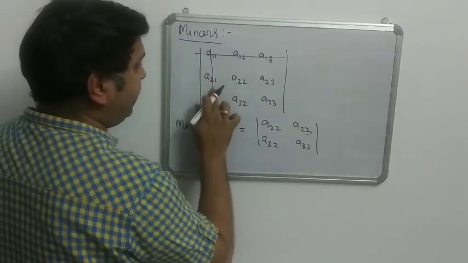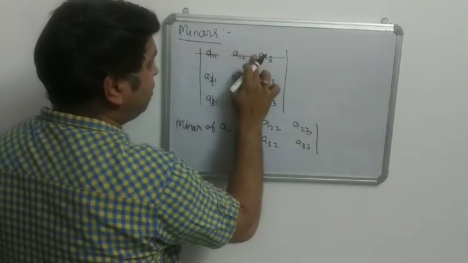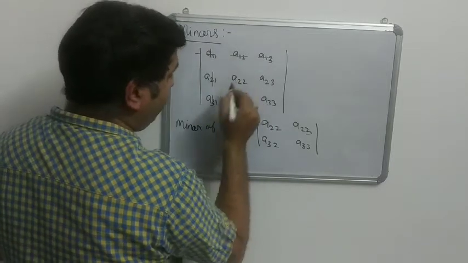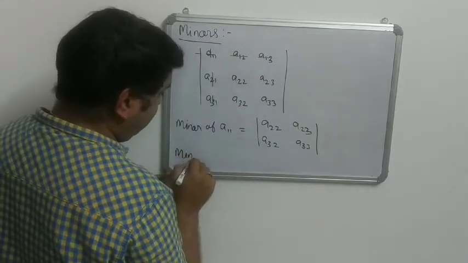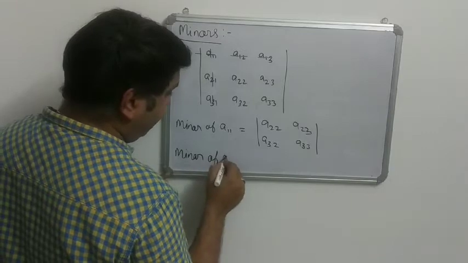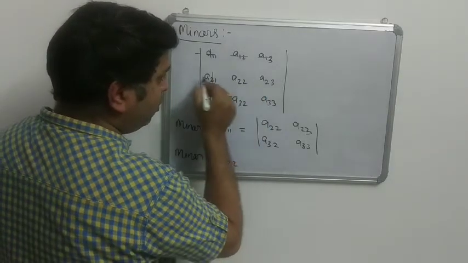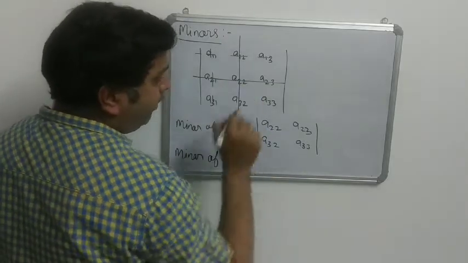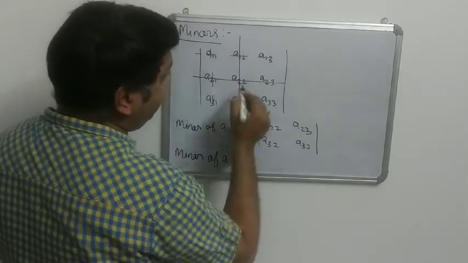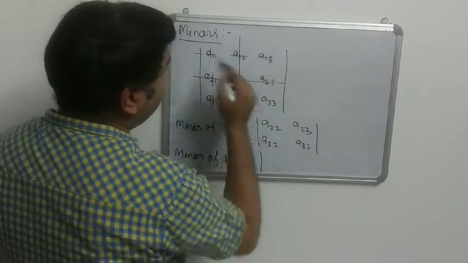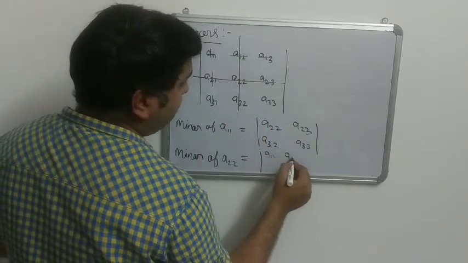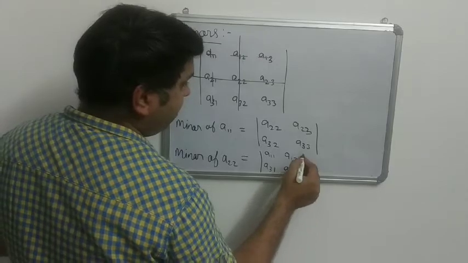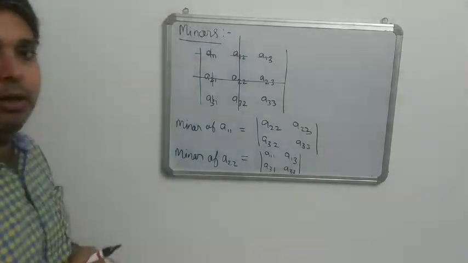This will be the minor of A11. Similarly, for any other element, let us suppose we want to find the minor of A22, you have to cancel this row and this column. So what will remain? A11, A13, A31, A33. So this is how to find the minor of an element.